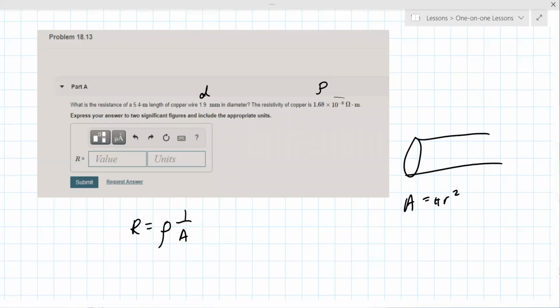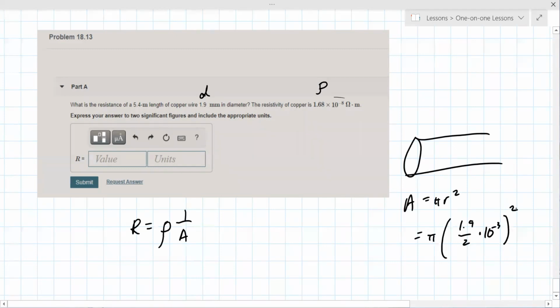So we're going to calculate the area. So the area is pi, and then your radius is 1.9 divided by 2. That's the conversion from diameter to radius. But then you got to undo the fact that it's in millimeters. So you have to multiply by 10 to the minus 3 in there. Then you square it, and you'll get a value for area.